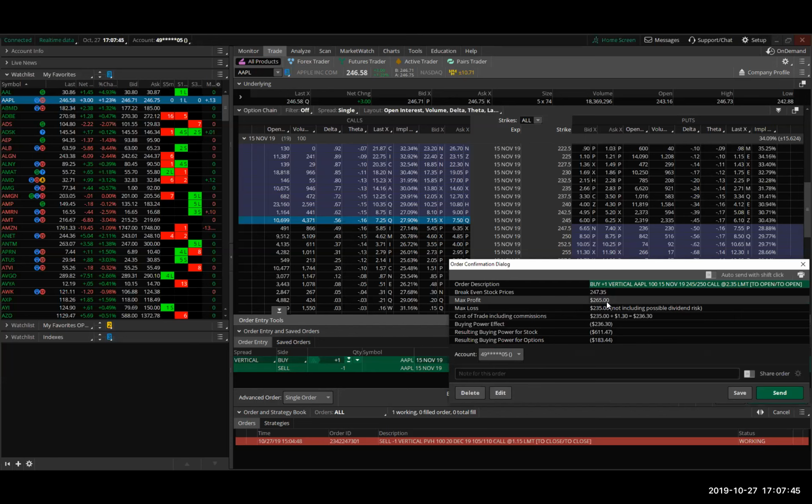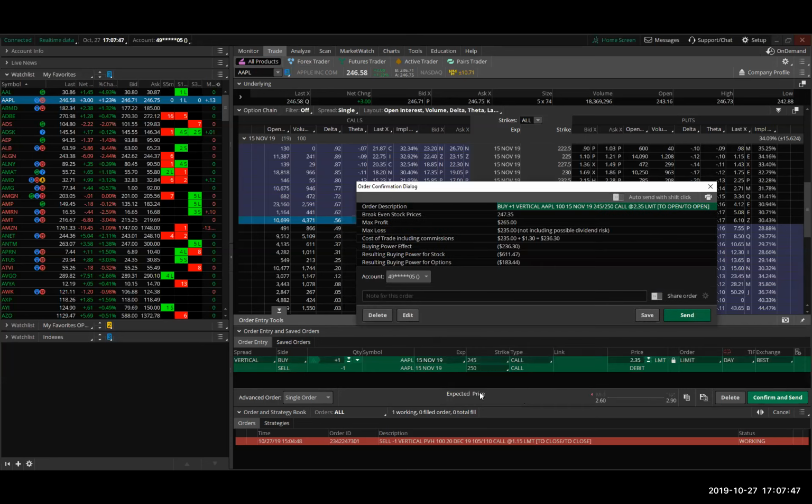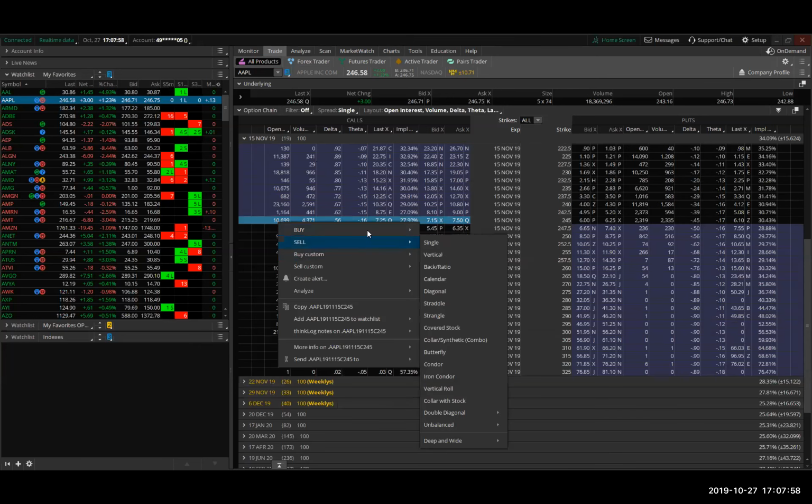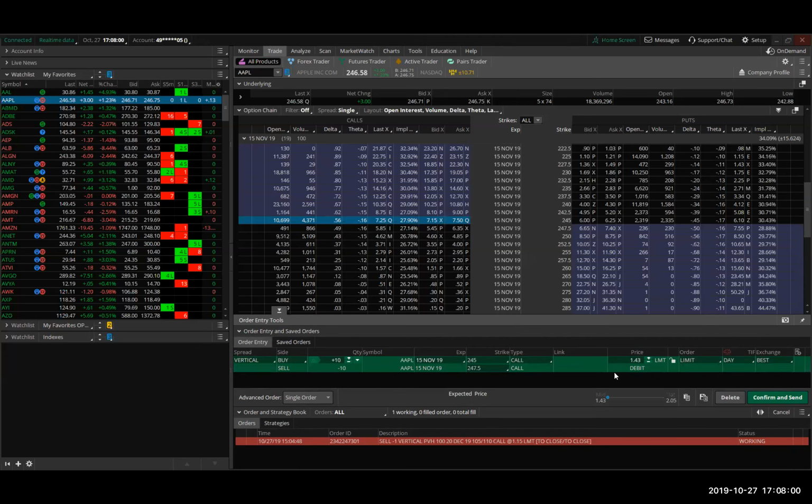How did I arrive at that in my head? Well, it's a $5 spread width here, and that is the maximum value of this spread. If you want to make more money, then you can go have a wider spread. Maybe you go to the $10 spread, but you're going to pay more and you're going to risk more.